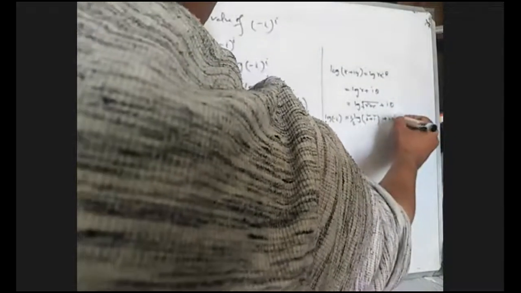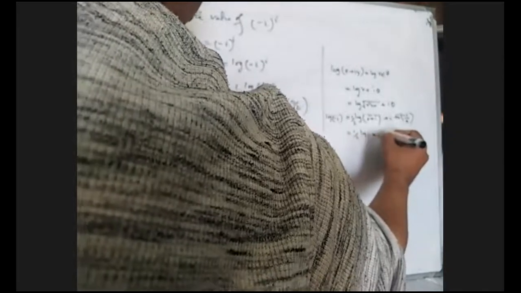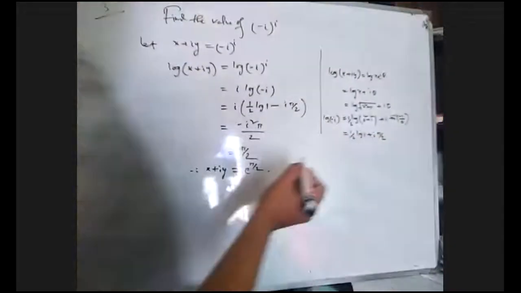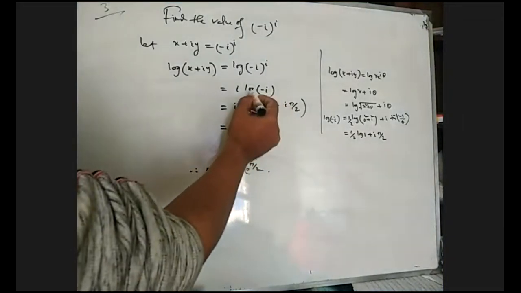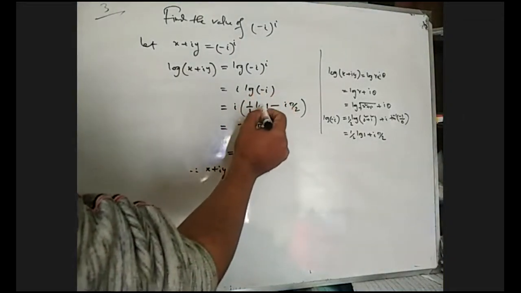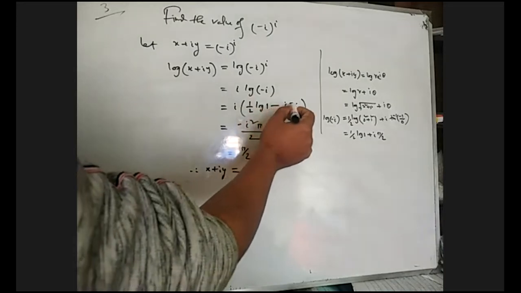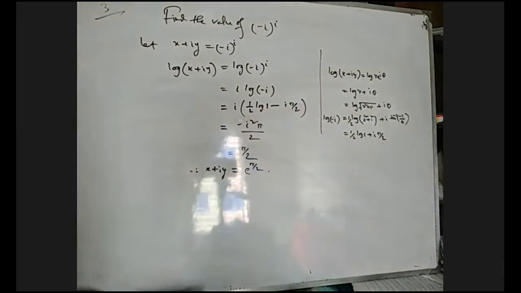And theta equals what? Theta equals tan inverse of the imaginary part divided by the real part. The real part means 0, so tan inverse infinity. So tan inverse infinity will be 90 degrees. This is why I have used here log of minus I equals half log 1 plus I pi by 2. Understand everybody? Yes, sir.